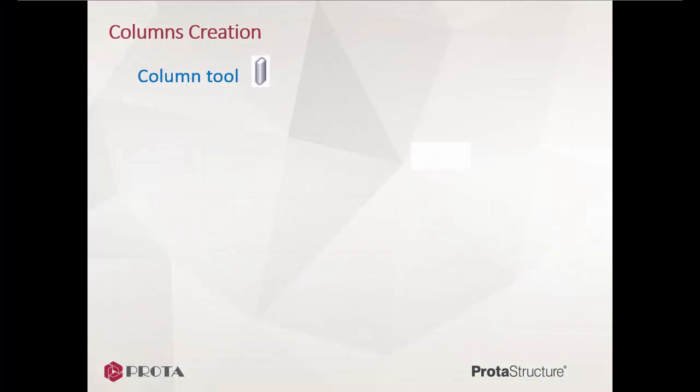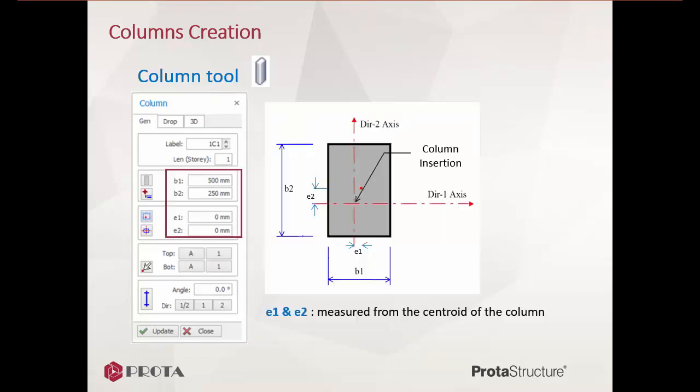The column can be created using the column tool from the modeling tab. If you click on the column tool, the column properties will appear. B1 is the width and B2 is the height of the column. To insert a column, there must be an intersection of two axes that will become the joint of the insertion. This is usually named as the column insertion point.